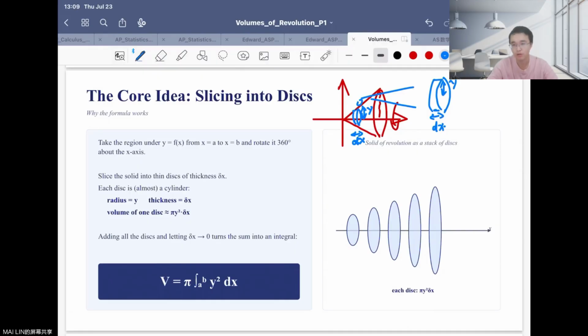If you want to calculate the volume of the cylinder, you can use the formula pi y squared dx, right? Here, pi y squared means the base area of the circle, and dx means the height. Area times the height equals the final volume of the cylinder: pi y squared dx.